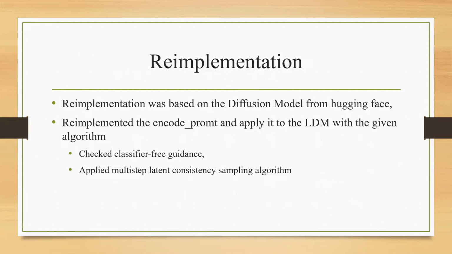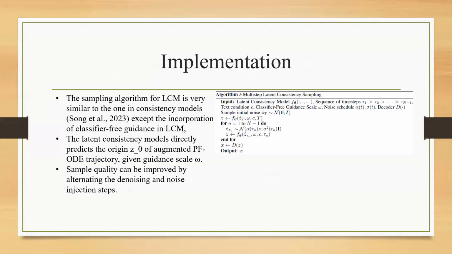Now let's talk about the reimplementation details. First of all, this reimplementation was based on the diffusion model, and I reimplemented the encode prompt and applied it to the LDM with the given algorithm in the next slide. I checked the classifier-free guidance, and I also applied the multi-step latent consistency sampling algorithm. Now let's talk about the algorithm.